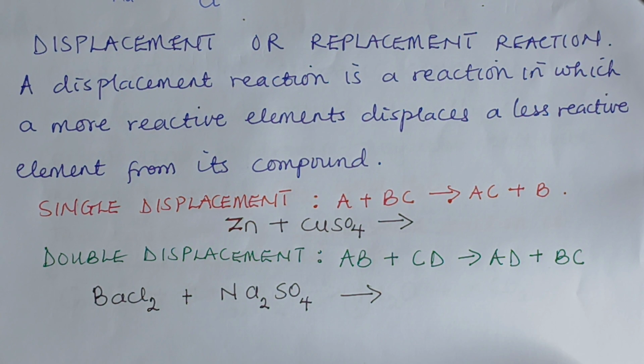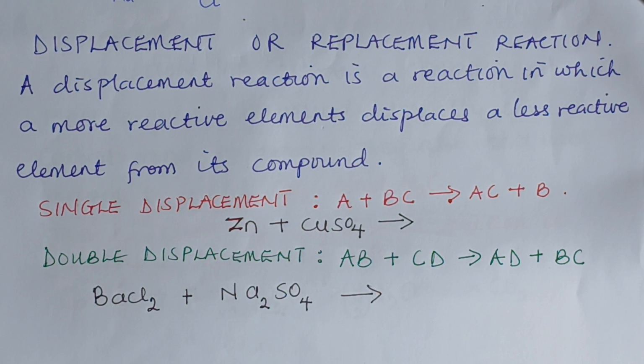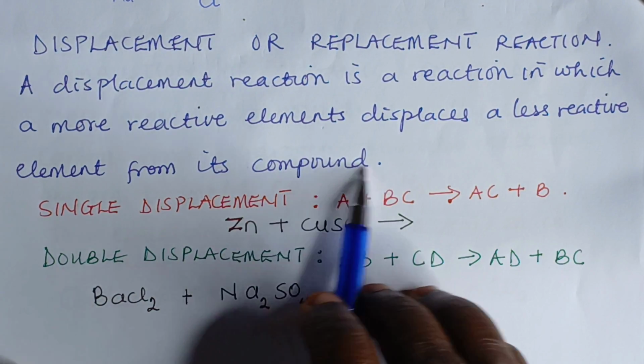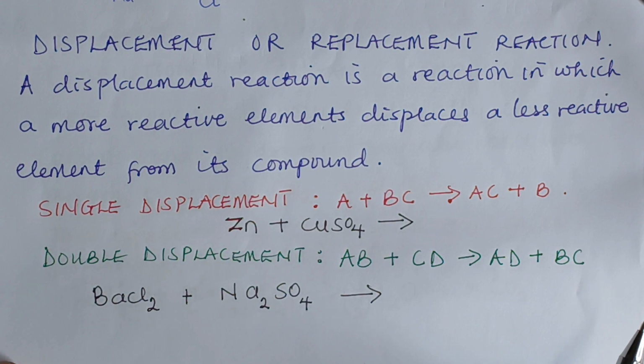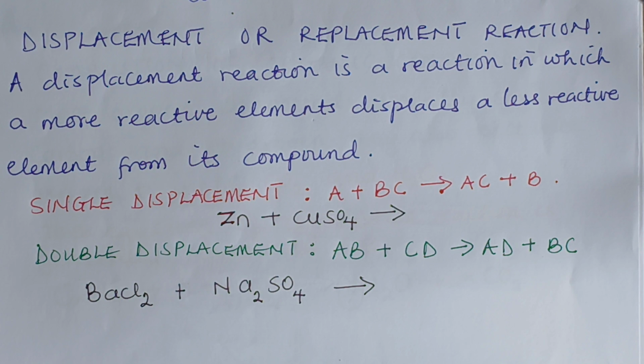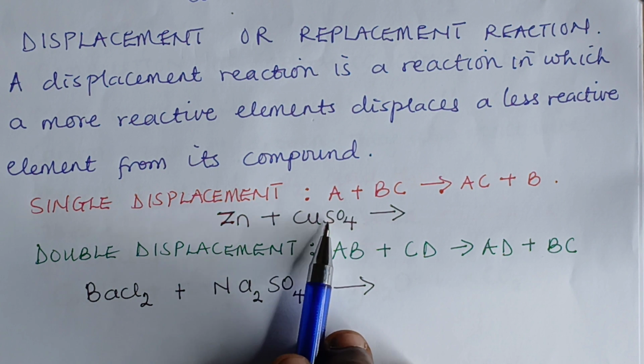Now, a displacement reaction is a reaction in which a more reactive element displaces a less reactive element from its compound. Those reactive elements are the ones that are more powerful. Maybe they are more electropositive or more electronegative. When this reactive element displaces a less reactive element from its compound, we call it a single displacement reaction. This is common in reactions like the reaction between a metal and acid to form salt and hydrogen. So in this case, we have the reaction between zinc and copper tetraoxosulfate 6.